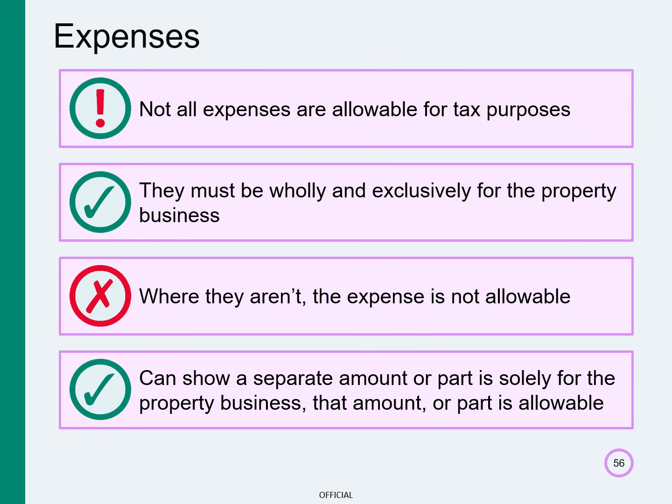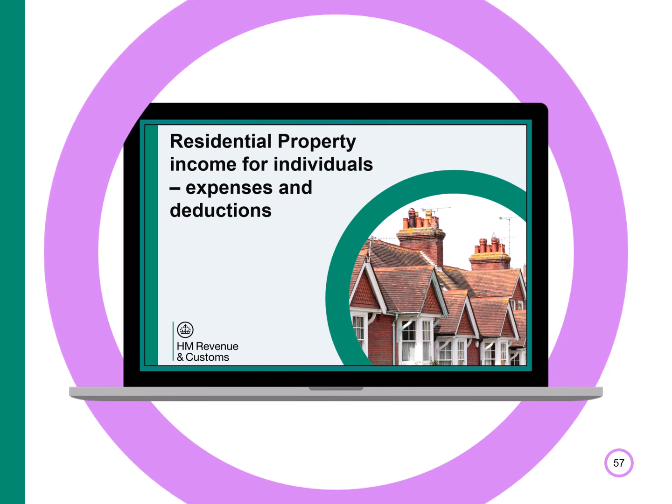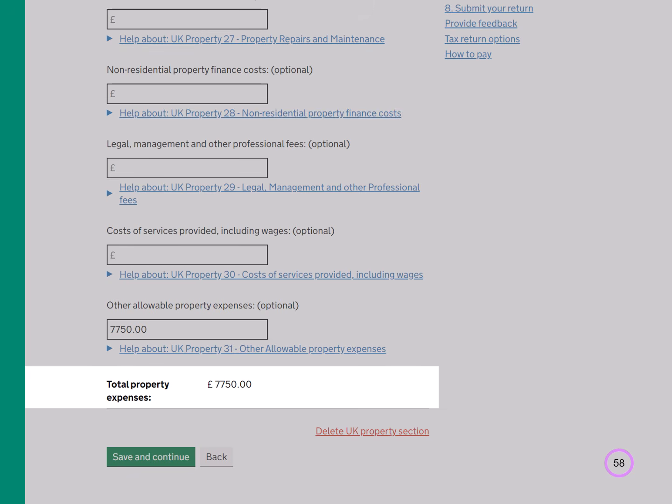Please remember that not all expenses are allowable for income tax purposes. They must be solely for the property business to be allowable. This is known as the wholly and exclusively rule. Where they aren't, the expense is not allowable. However, where you can show a separate amount or part of the expense is solely for the property business, that amount or part is allowable. You can find out more about expenses in our webinar, Residential Property Income for Individuals, Expenses and Deductions. The system will work out the total of all your expenses.